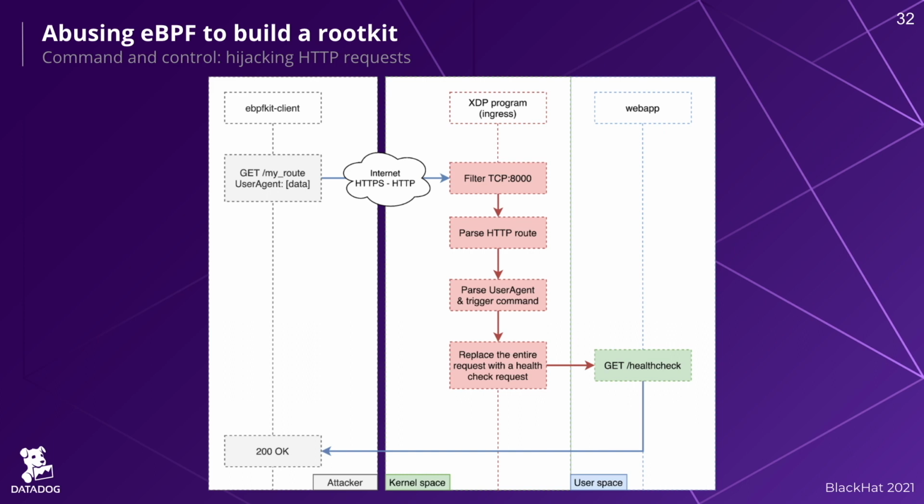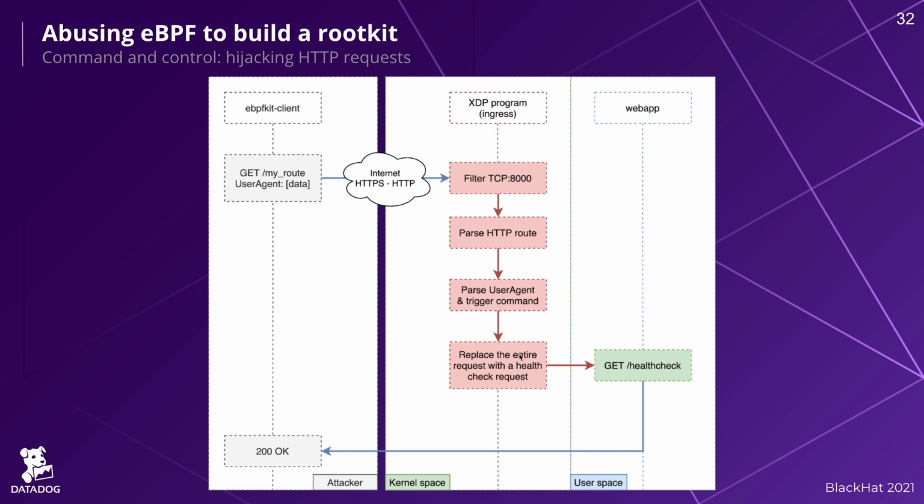All right, so first, let's see how we used XDP programs to receive commands from the rootkit. We implemented a client for the rootkit, and this client simply emits HTTPS requests to the rootkit with a custom route and custom data in the user agent. After going through the load balancer, the request eventually reaches the host and triggers our XDP program. Then our program parses the request, the HTTP route for example, and understands if that request is meant for us and not for the web app. After reading the user agent, the rootkit executes the requested command and moves on to the final step.